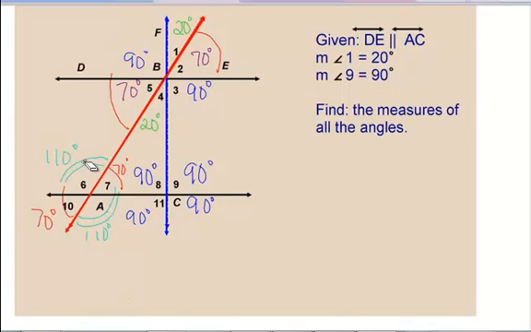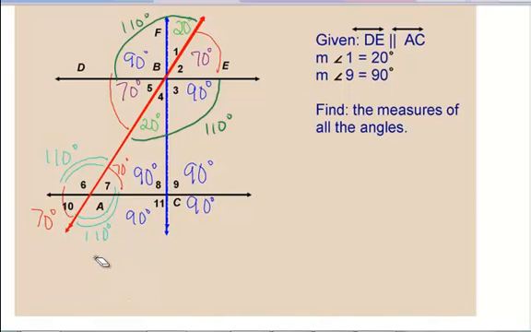Another way we could have figured out the 110, if you didn't think of this, is by looking at angles 4 and 3 together. Angles 4 and 3 together, 20 plus 90 gives me 110. Same thing up here. 90 plus 20 gives me 110. So those two vertical angles add up to 110. And the corresponding angle for this one up here is going to be angle 6, and the corresponding angle for this big one down here is going to be angle A.